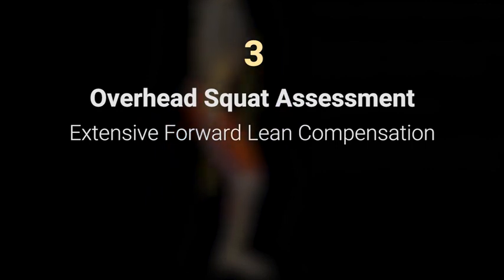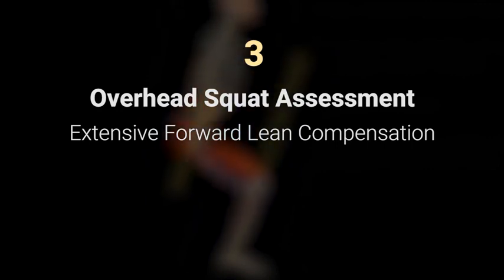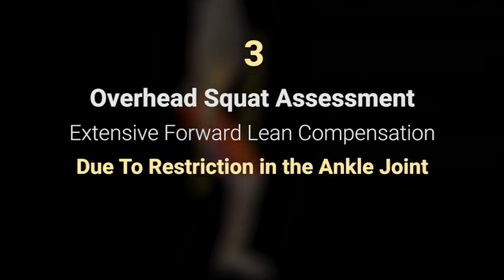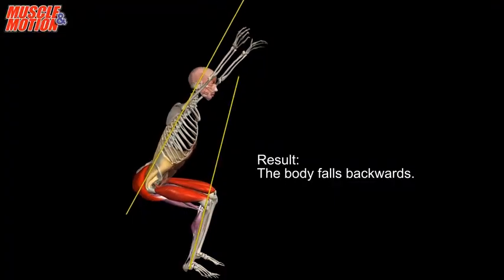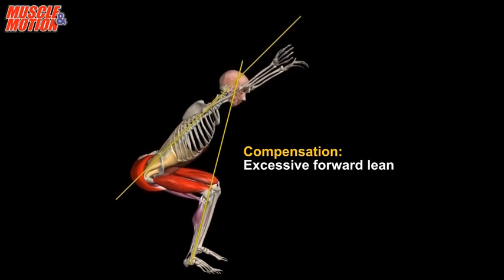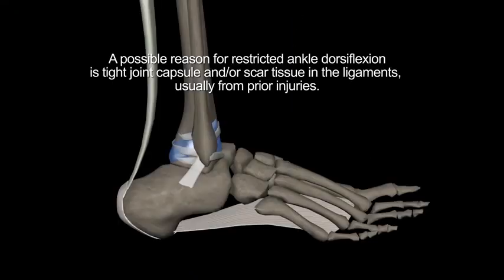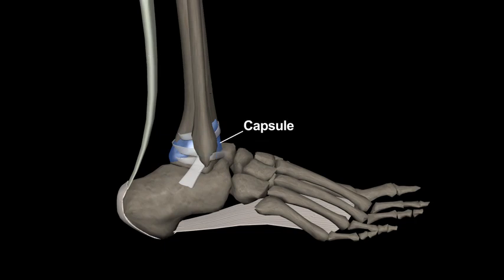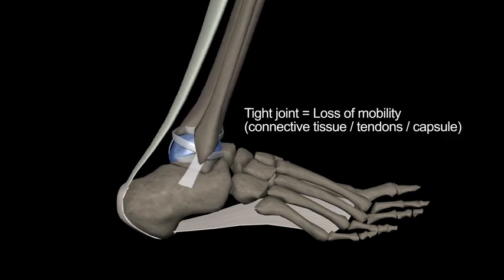Overhead squat assessment, extensive forward lean compensation due to restriction in the ankle joint. To prevent the fall, the trainee leans forward. A possible reason for restricted ankle dorsiflexion is tight joint capsule and/or scar tissue in the ligaments, usually from prior injuries. Tight joint leads to loss of mobility.